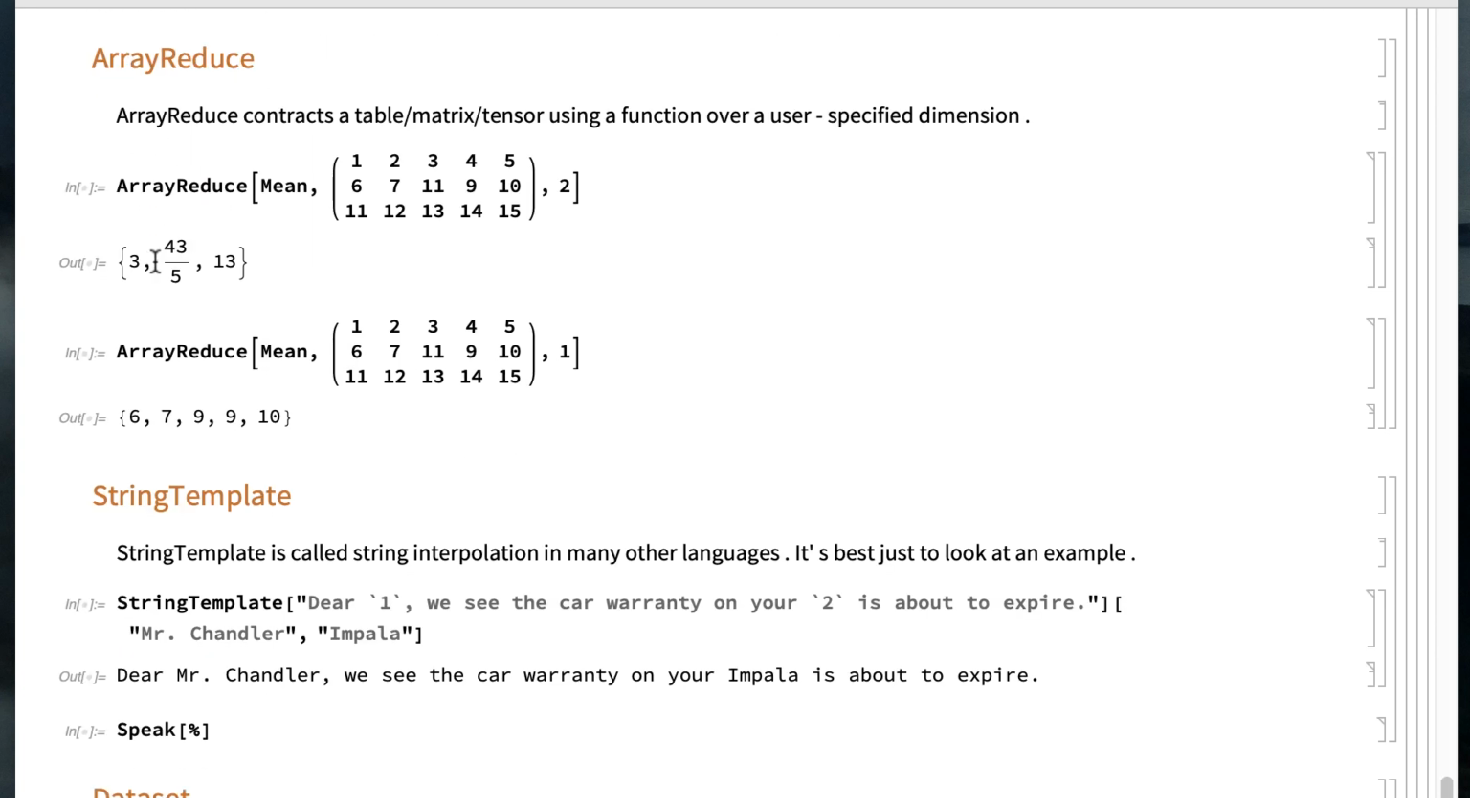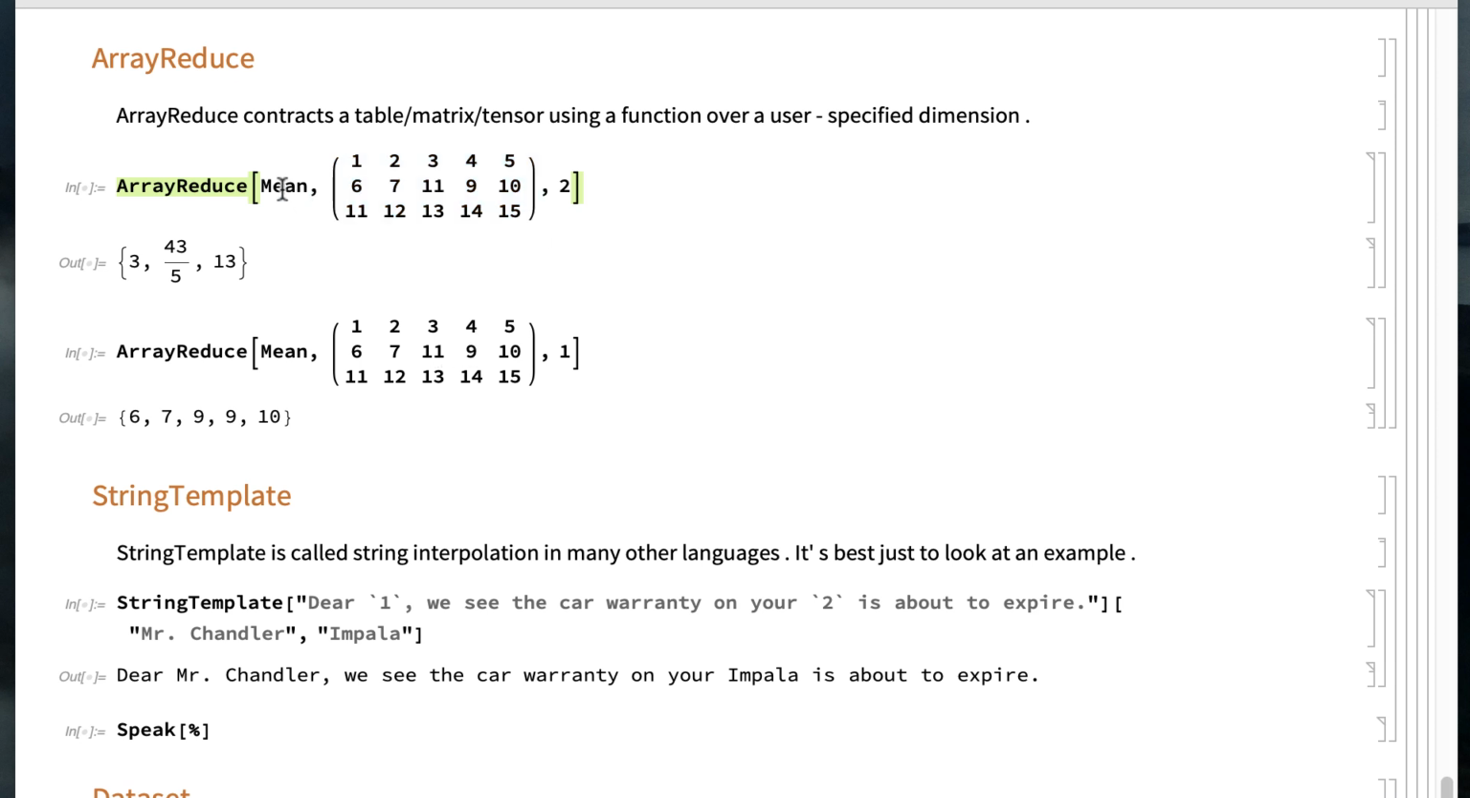ArrayReduce. ArrayReduce is a lovely function added in version 12.2 of Wolfram Language that says the following. Here we've got some two-dimensional thing. It's been put in matrix form. And I want to say take the mean of that, but go over the rows, okay? Whereas here with 1, it's saying go over the columns, and it's saying take the mean in each case, okay?